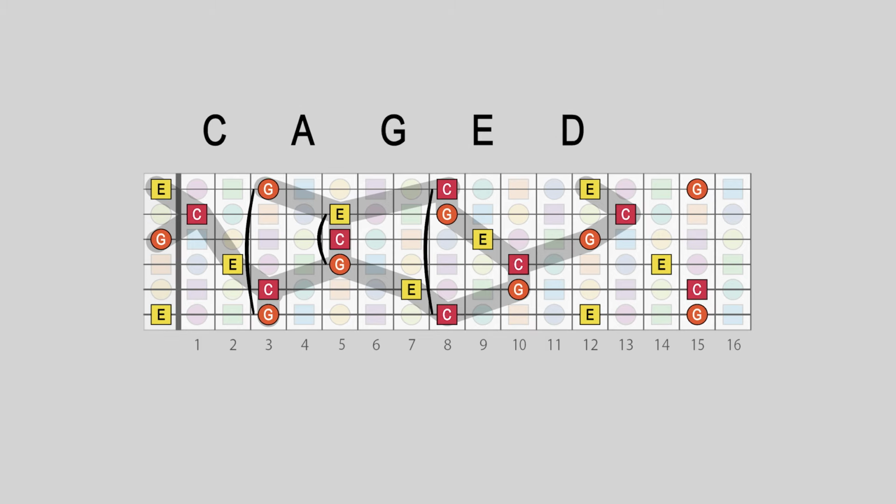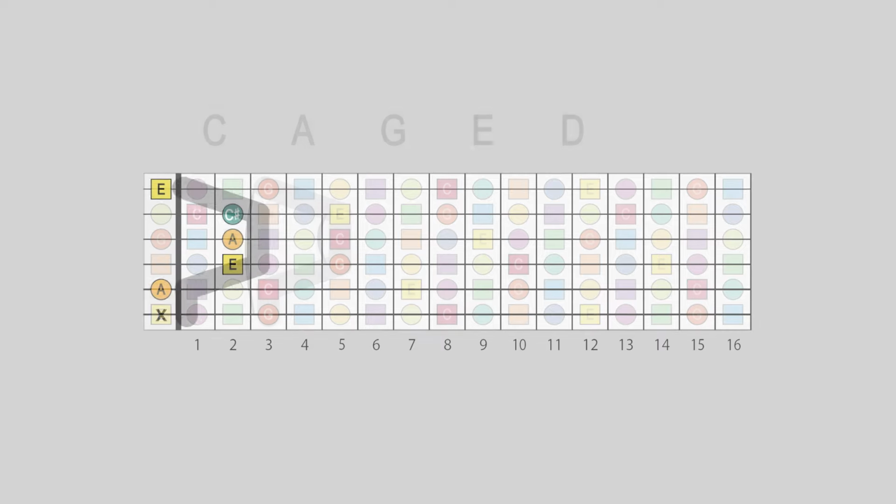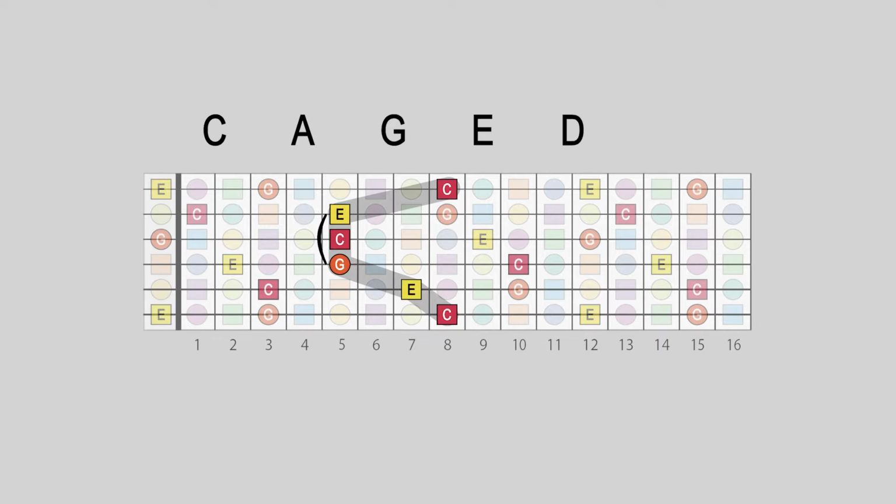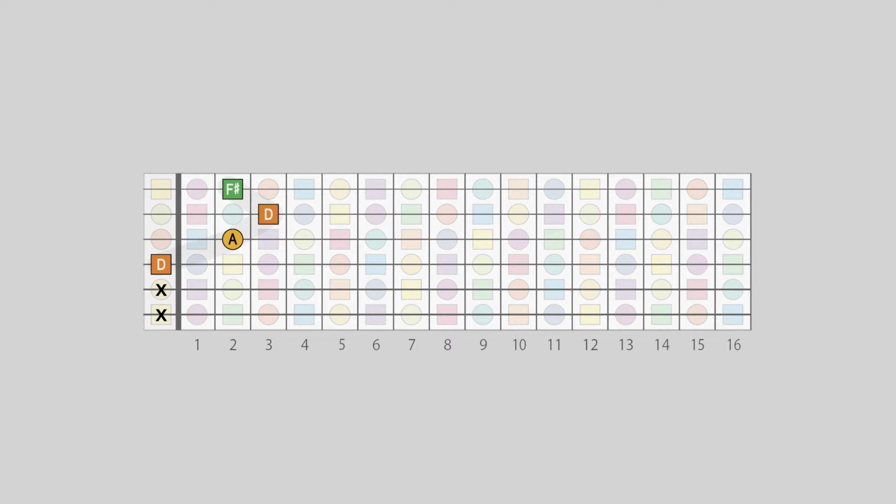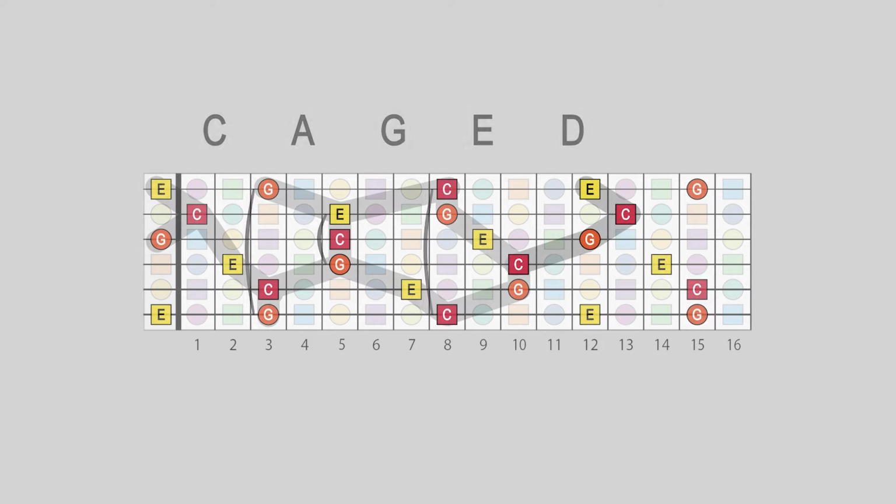Guitarists call these CAGED chords because each shape is the same as one of the open chords. This C major chord is the open C, so it's the open C shape. This C major chord is the same as the open A shape. This C is the open G shape. This C is the open E shape. And this one is the same as the open D shape. So C, A, G, E, D. These C major chords are all played in the shapes of the open chords.